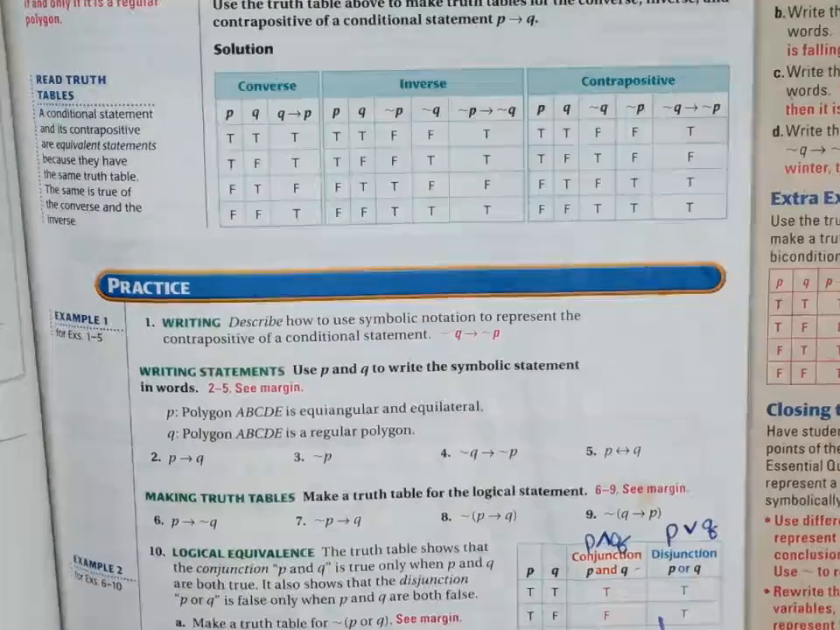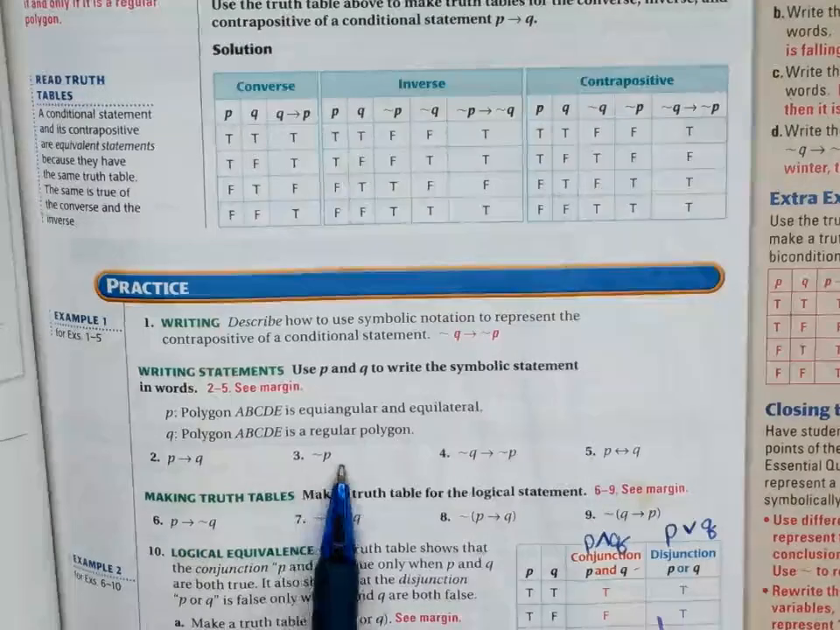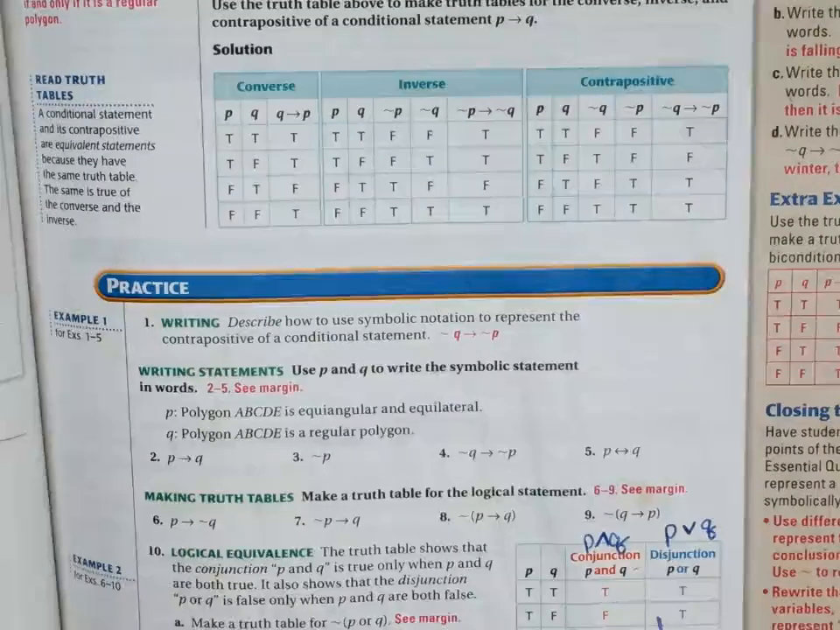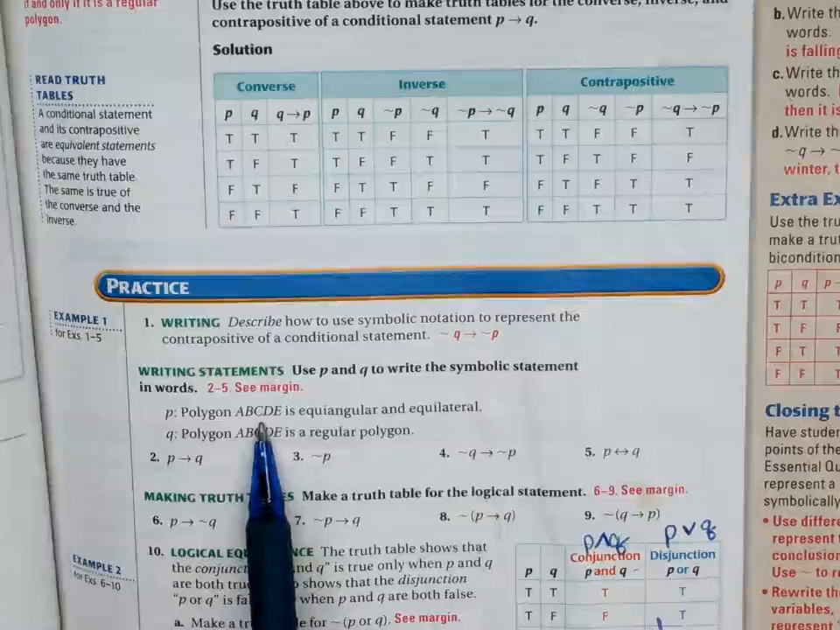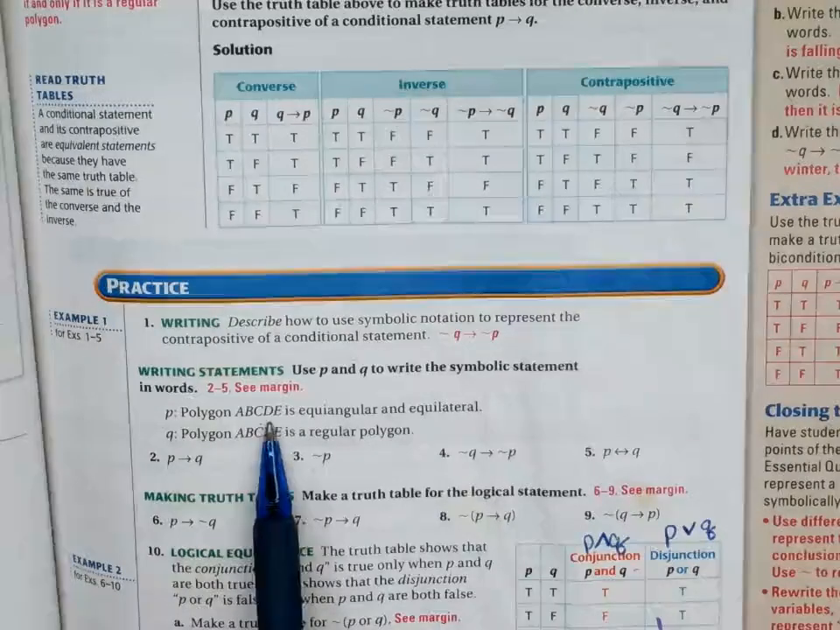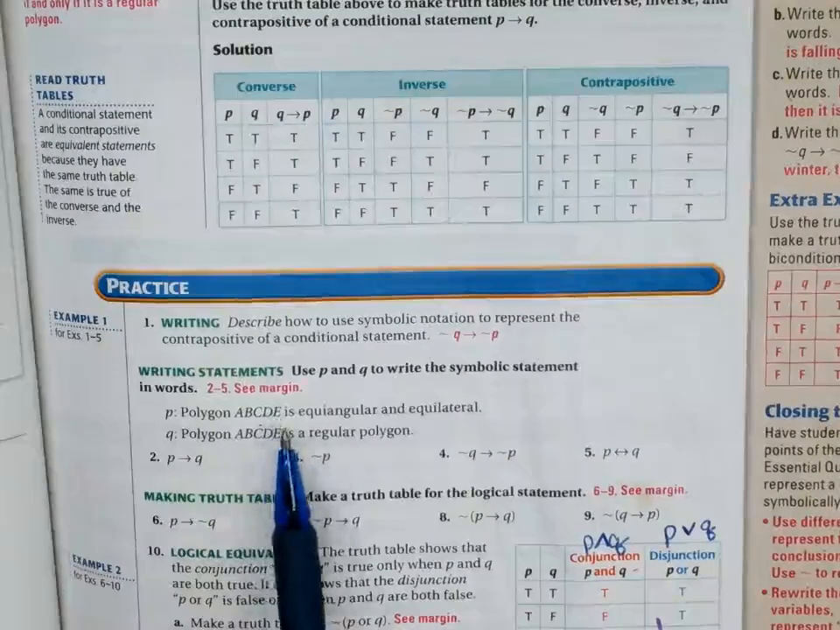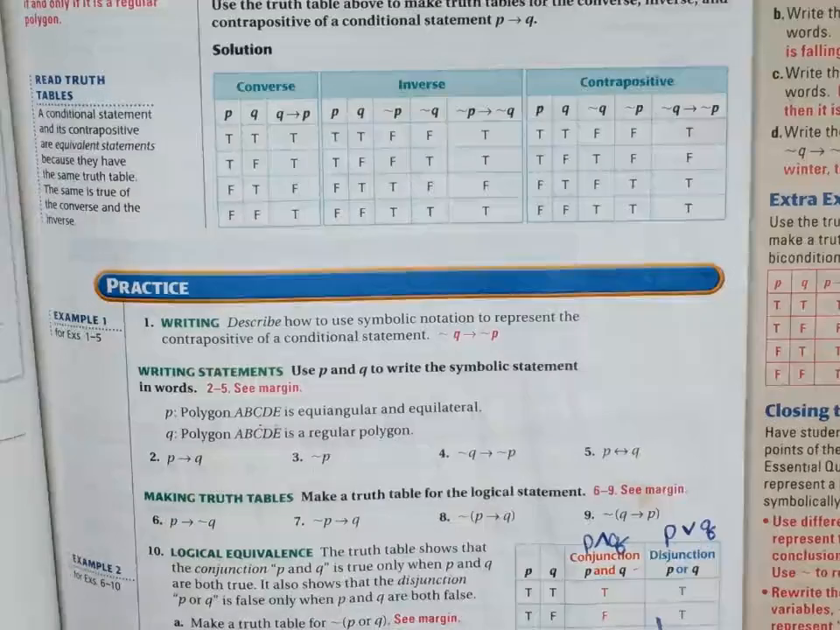Fabulous, amazing. So she said if polygon ABCDE is equiangular and equilateral, then polygon ABCDE is a regular polygon. Perfect. Number 3. This is not P. How do I say that? Polygon ABCDE is not both equiangular and equilateral.